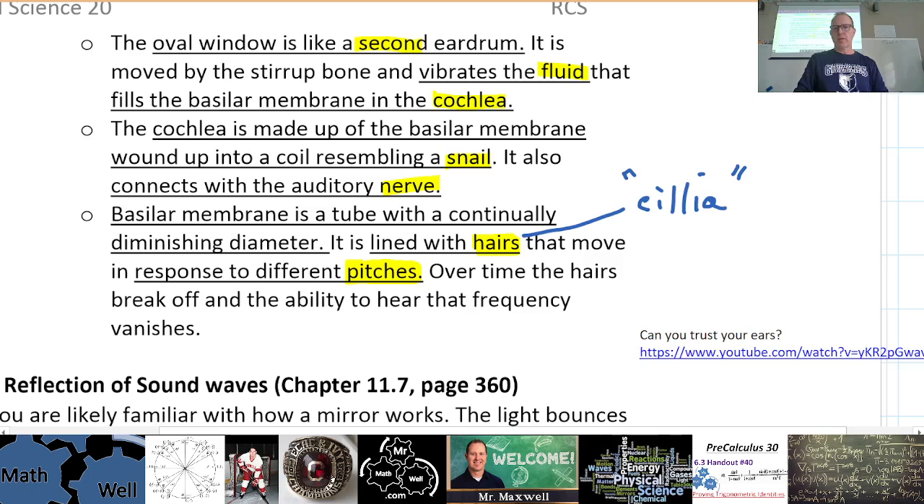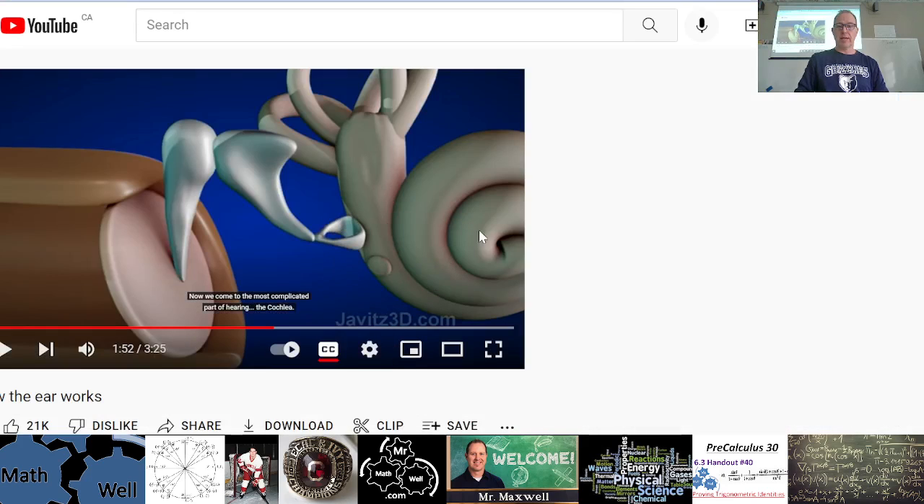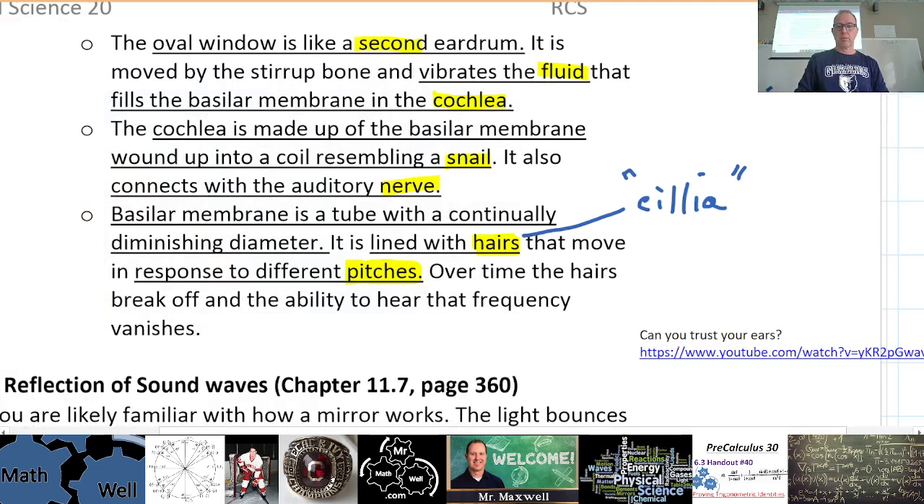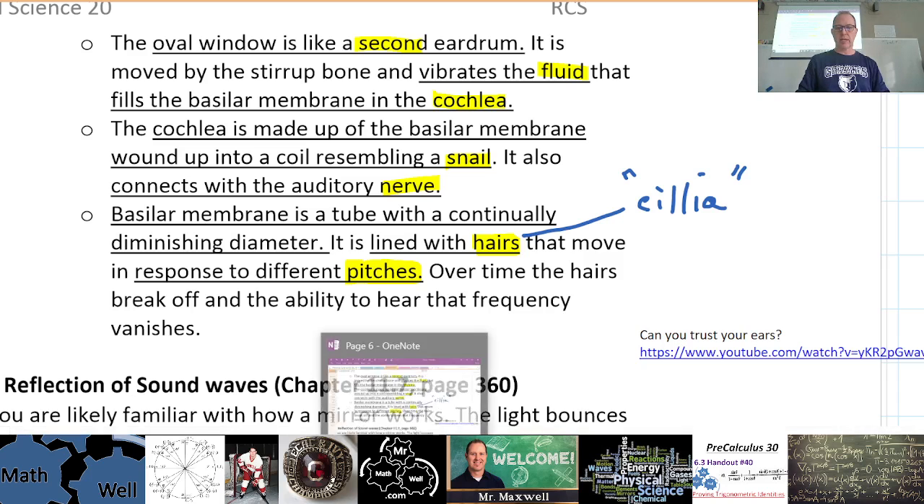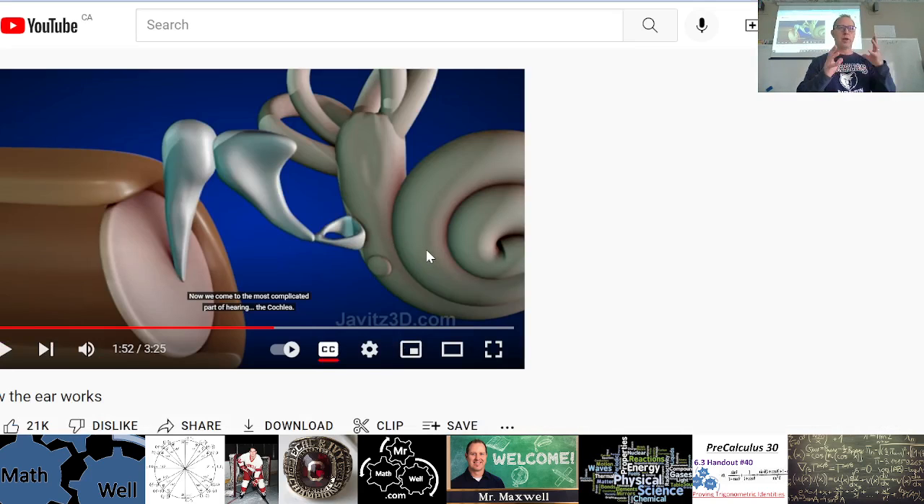The cochlea, funny word, but it's pronounced cochlea, is made up of the basilar membrane wound up in a coil resembling a snail. Okay, right here, resembling a snail right here. It also connects with the auditory nerve. Now, if you watch the video that we watched at the beginning of class, it shows you this uncoiled and takes a look inside where there's all sorts of amazing things, where even just this vibration of fluid has certain frequencies which triggers these fibers in your inner ear, making your little cilia wave and transfer electrical impulses to your brain.